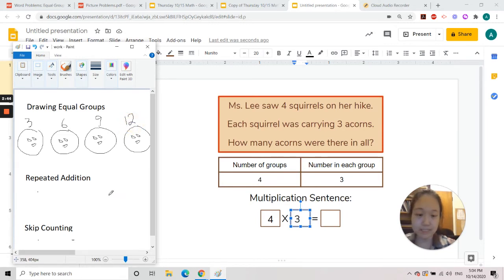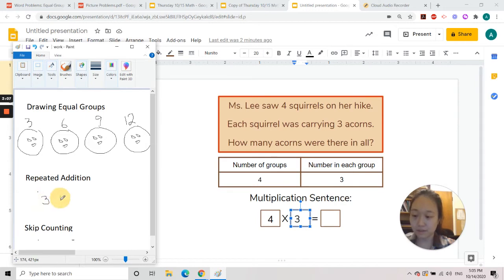I can also use repeated addition. So I need to think about what number is getting repeated and how many times. Since 3 is the number in each group and 4 is the number of groups, that lets me know that 3 is getting added up 4 times. Or there are 4 3s that I need to write down.